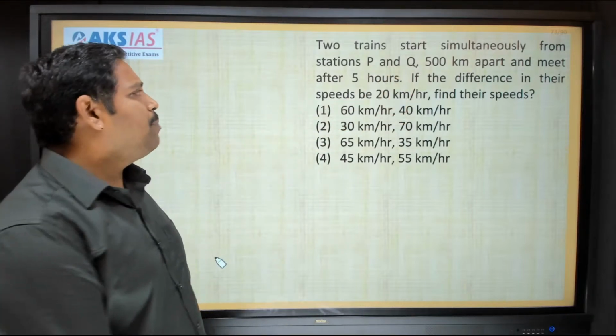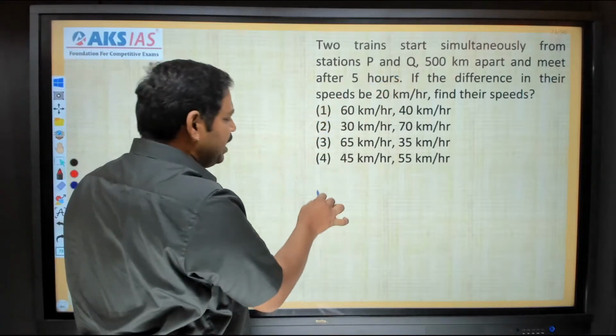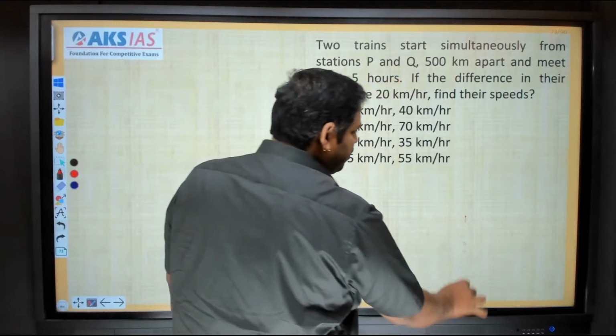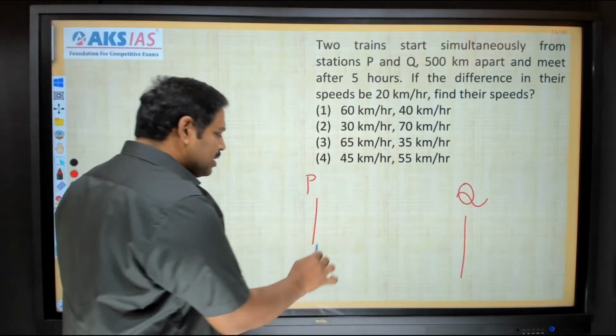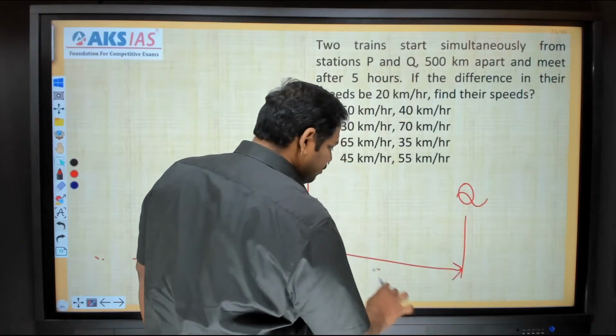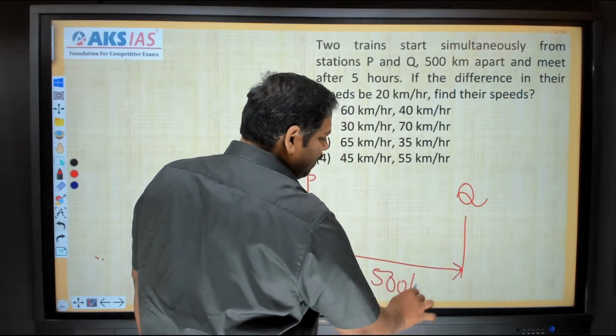Two trains start simultaneously from stations P and Q. This is my station P and this is my station Q. I'm drawing the diagram corresponding to it. The stations are 500 kilometers apart.